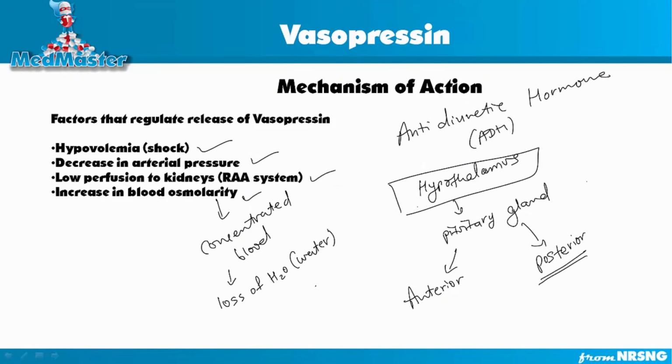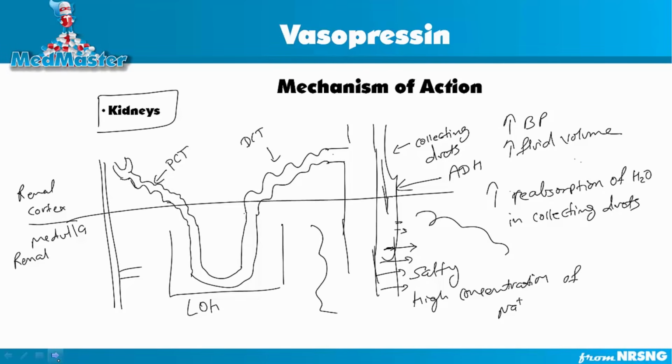So by increasing the fluid volume, it's going to take care of the hypovolemia, it's going to increase the arterial pressure, and it's going to increase perfusion to the kidney, because it increases the blood pressure and fluid volume, so the kidney is going to get more perfused. And so it's going to decrease blood osmolarity. That means the blood was concentrated, now more water is getting absorbed. It's going to dilute the blood and make it less concentrated. So that's how it works in the kidneys, and those are the effects that vasopressin has on our body through the kidney.